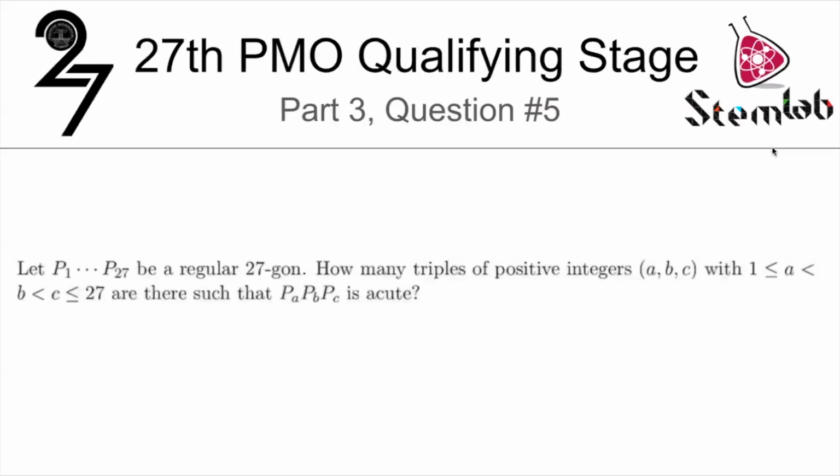Okay. So the 27th PMO qualifying stage, question 5 in part 3, states that let P1 through P27 be a regular 27-gon. How many triples of positive integers A, B, C with 1 less than or equal to A, less than B, less than C, less than or equal to 27 are there such that PA, PB, PC is acute? Okay. So for those who want to try it first, feel free to pause here before we dive into the question.